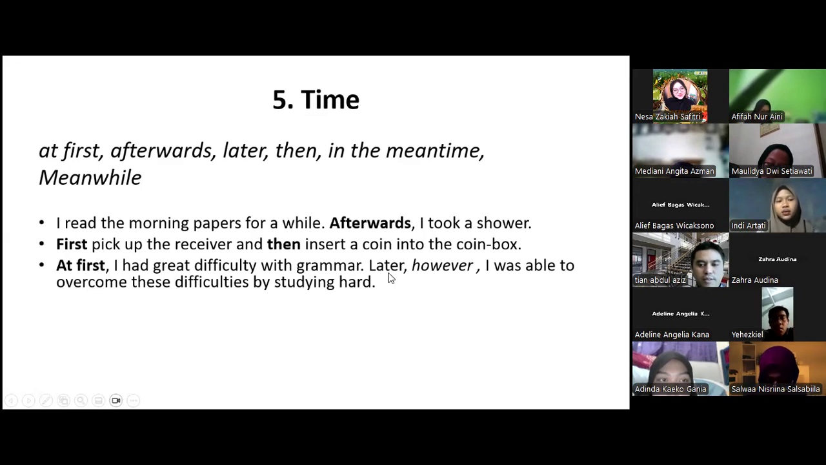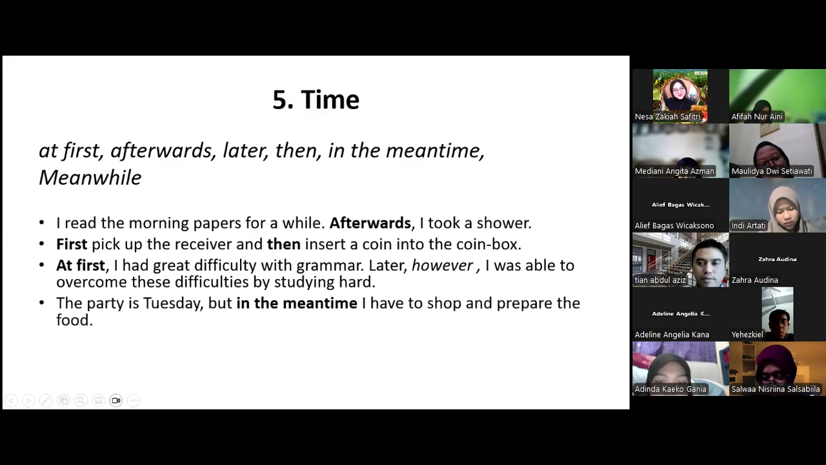it indicates time and indicates a different situation. By studying hard, I was able to overcome this difficulty. In the first sentence, I had great difficulty, but in the second sentence, I was able to overcome. I can deal with this difficulty by studying hard.